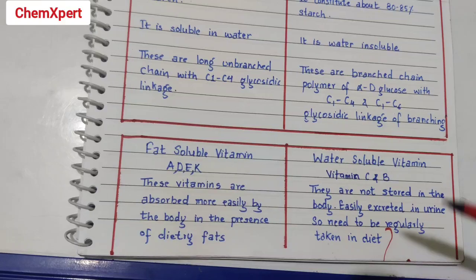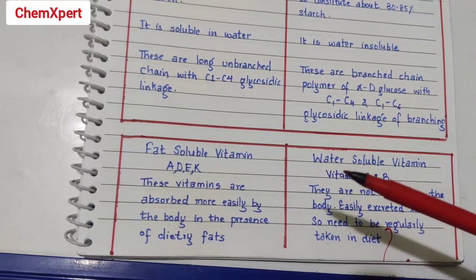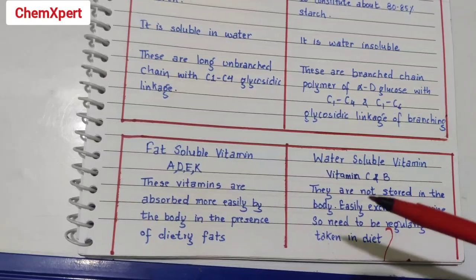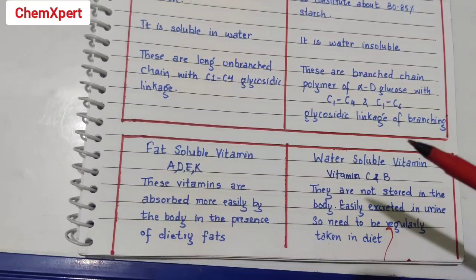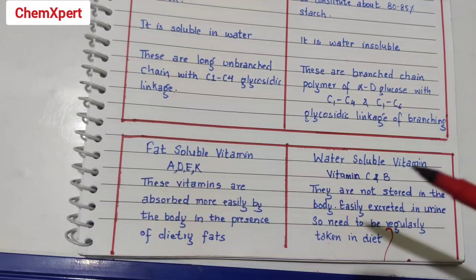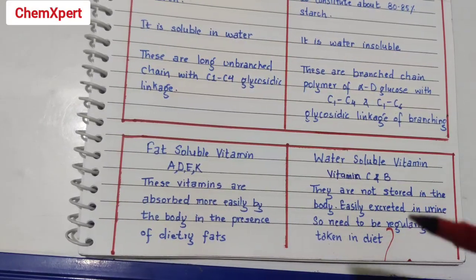So this is a 1 mark reasoning question: why is vitamin C not stored in our body, or why is it excreted through urine, or which vitamin do we have to take regularly in the diet? Because vitamin C is not stored in our body, we have to take it regularly in our diet.